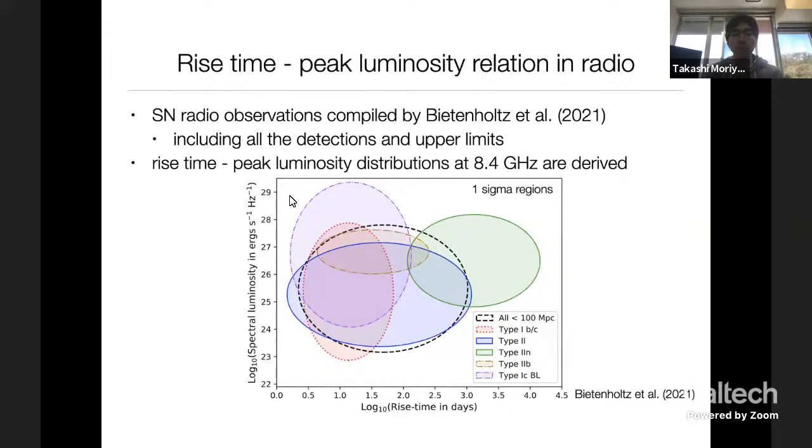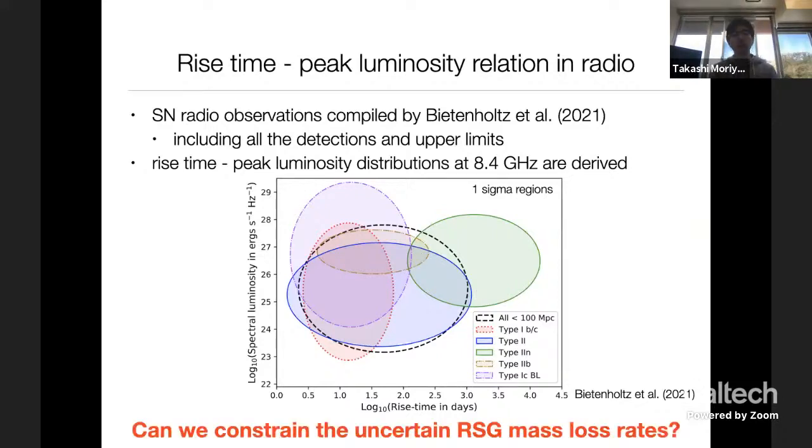And this is a summary of this work. Basically, this rise time and peak luminosity in radio will be distributed there. And we focus on type IIs, so they have this distribution. The question we want to ask here is if we can constrain the uncertain red supergiant mass loss prescriptions we saw previously, which had an uncertainty of more than a factor of 10, based on these observations.